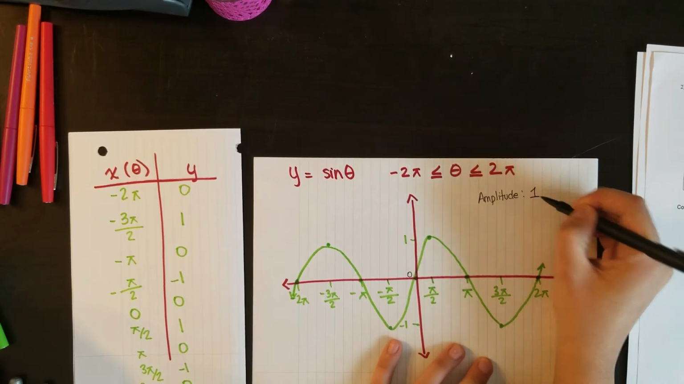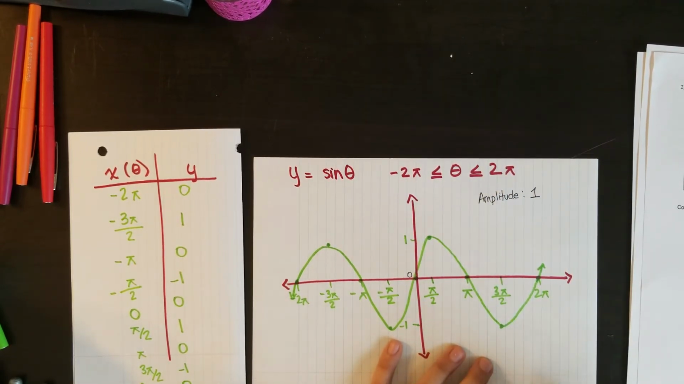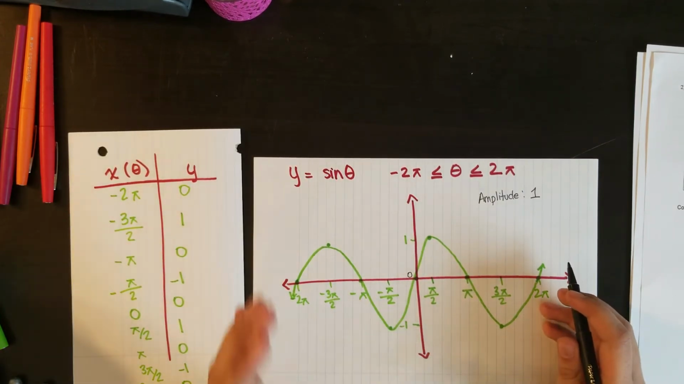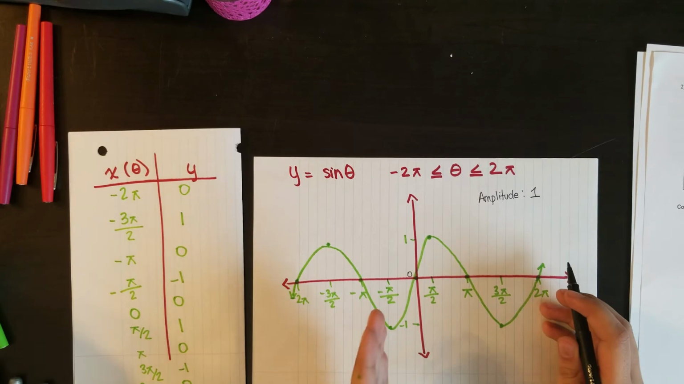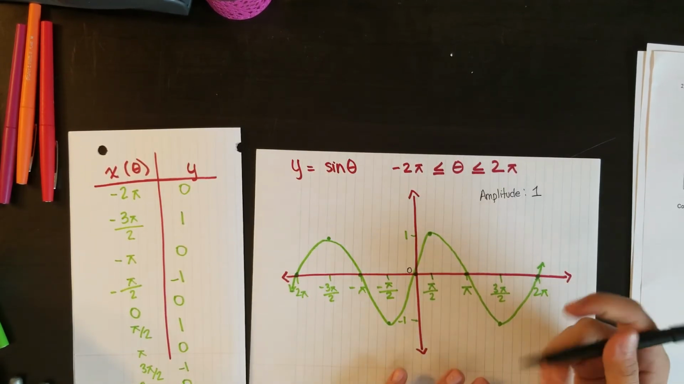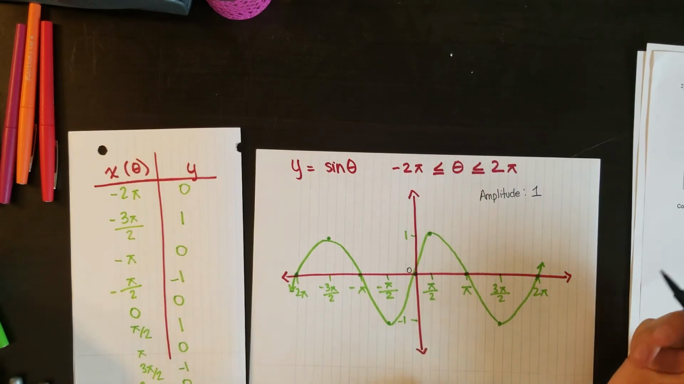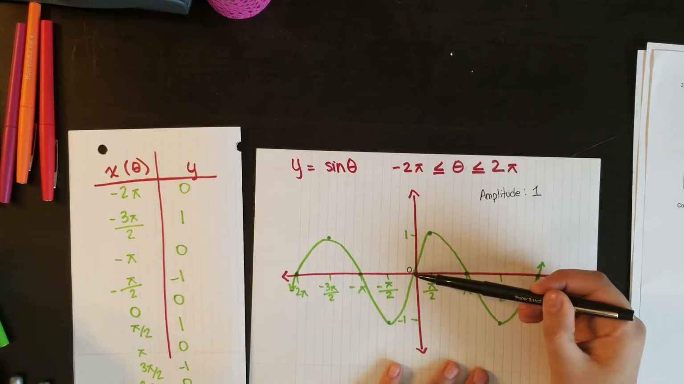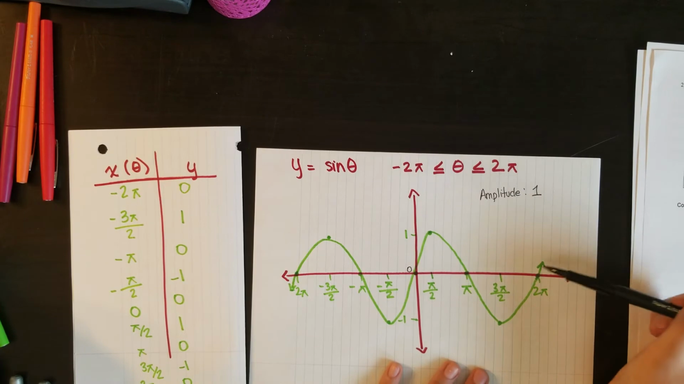Amplitude is 1. Okay, now let's look at your period. So if we remember, we can either go from max to max, we can go from min to min, or we can pick 3 median points. In this case, let's try 3 median points. This is my first median, second median, third median.